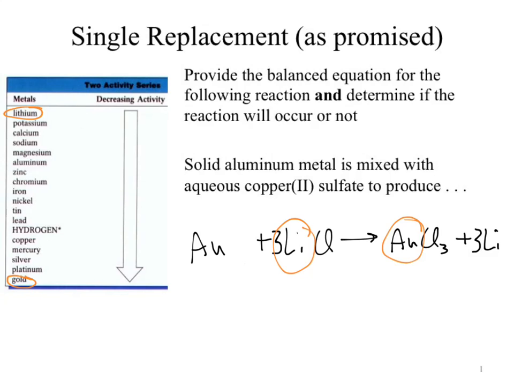Would we expect a reaction to occur? No. Lithium starts as an ion. It's going to stay as an ion because it wants to be an ion. Okay? So in this case, no reaction occurs because lithium doesn't want to become a metal. Okay? Other questions on that?